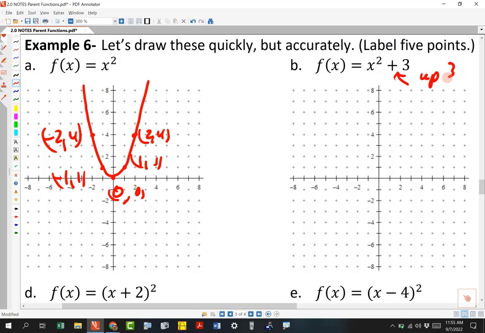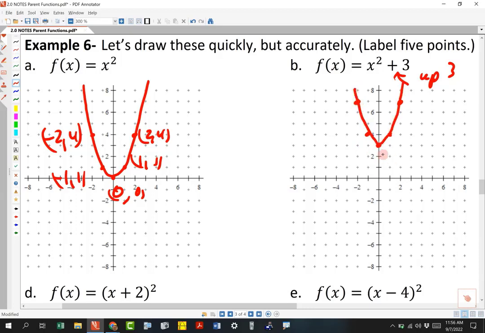So watch, here's what we're going to do. Don't do this point by point. You can if you want. I'm going to take that center point and I'm going to move it up 3. Did we change the shape at all? No, so watch. From the vertex, right 1 up 1 squared, right 2 up 2 squared, left 1 up 1 squared, left 2 up 2 squared. Draw those guys right here.